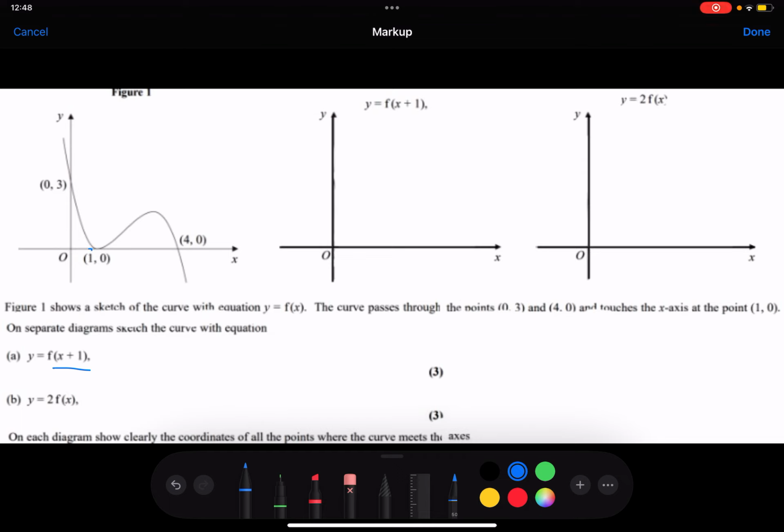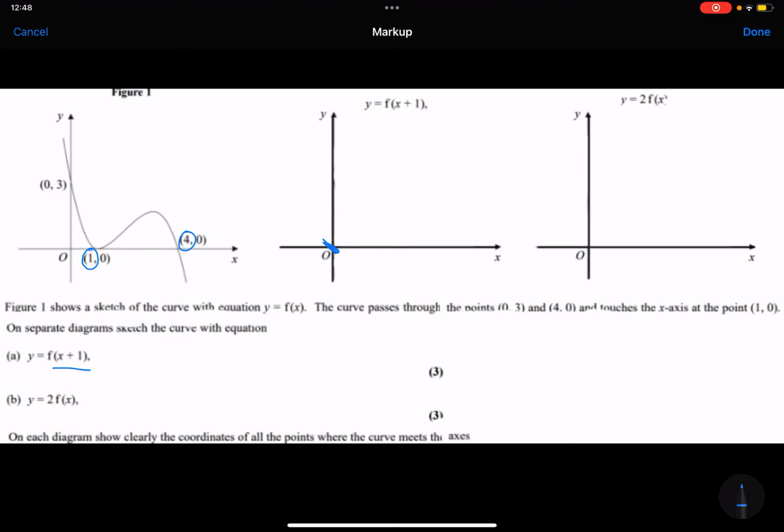So the roots are now going to be at 0 and 3. And so it's now going to look something like this. It's going to come down to 0, up, and then back down for 3. The whole graph has just moved 1 square in the negative x direction because I've just done the opposite.